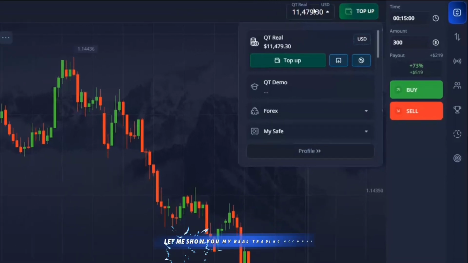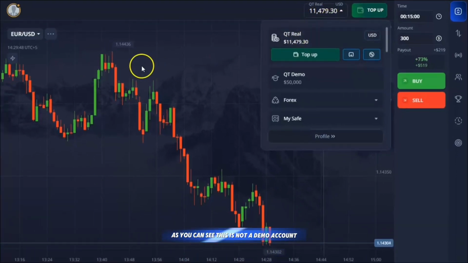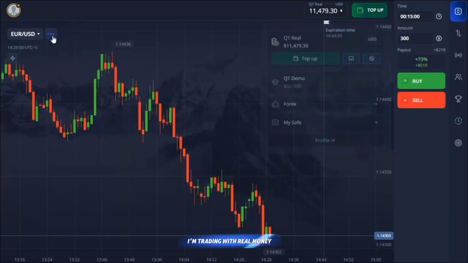First of all, let me show you my real trading account. As you can see, this is not a demo account. I'm trading with real money.